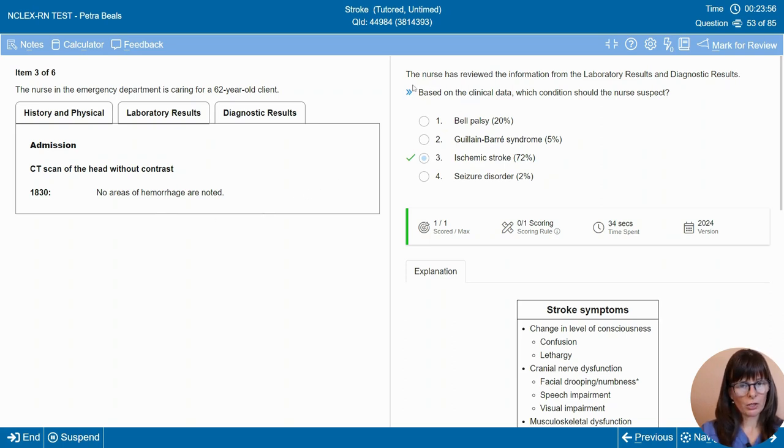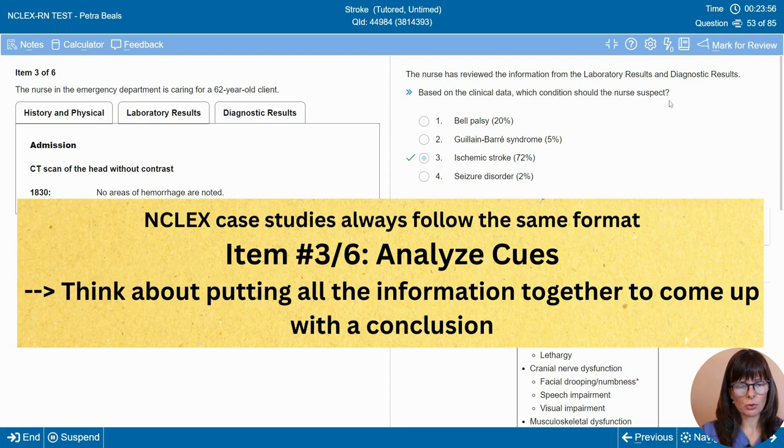Over here, it goes into the question. The nurse has reviewed the information from the lab and diagnostic results based on the clinical data. Which condition should the nurse suspect? So now we're analyzing the cues to come up with the problem and identify it. And here we have the ischemic stroke.